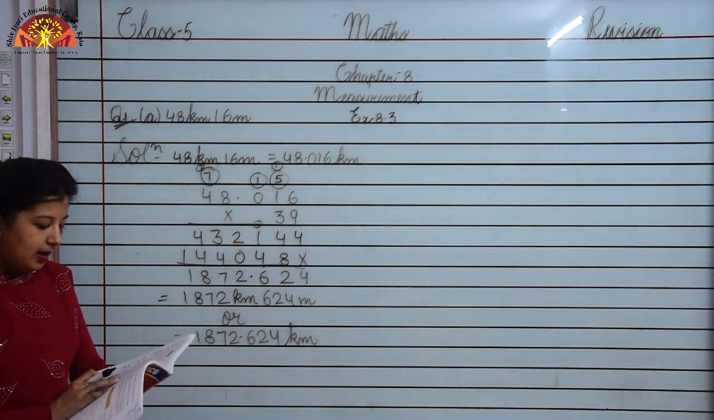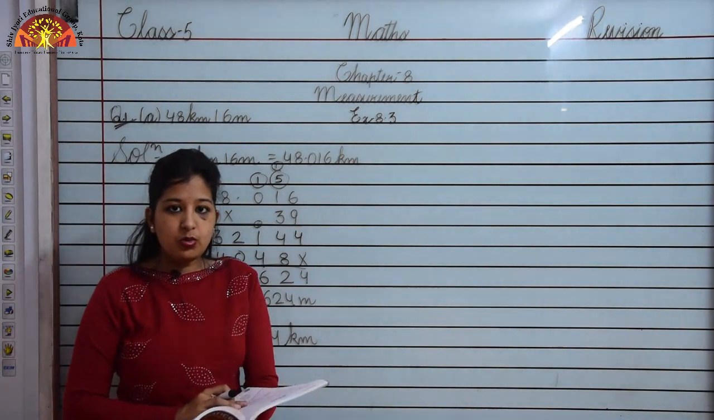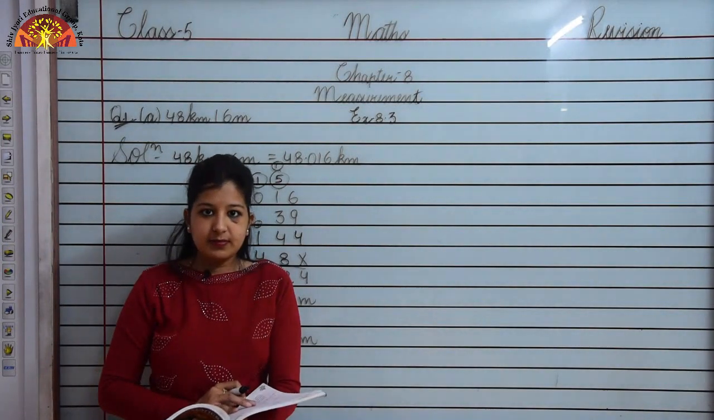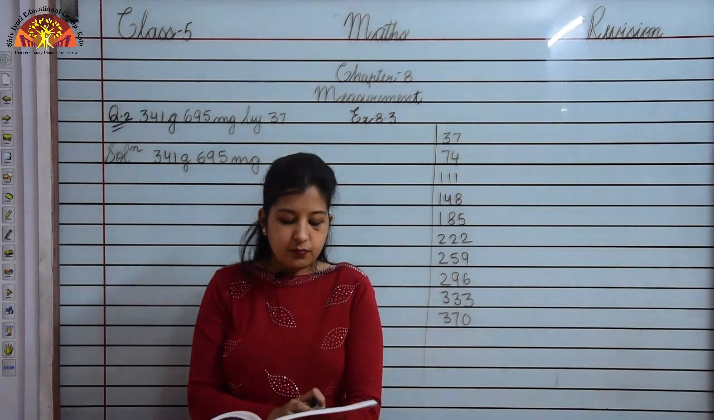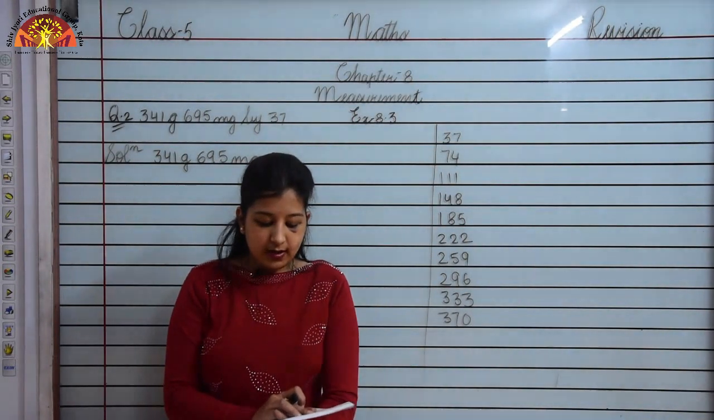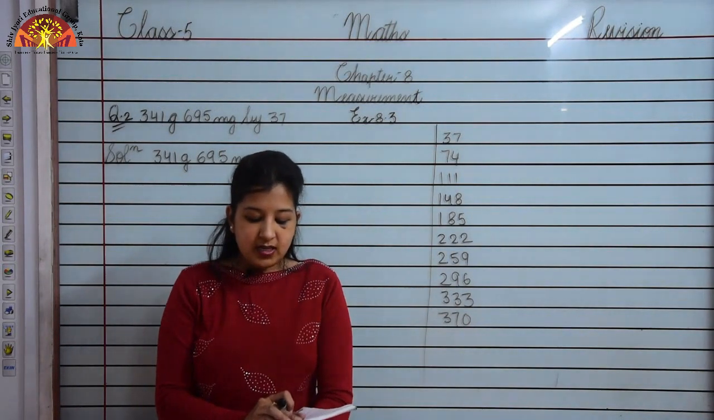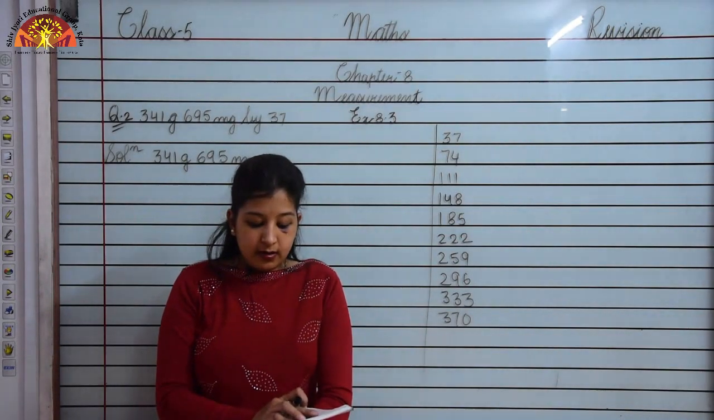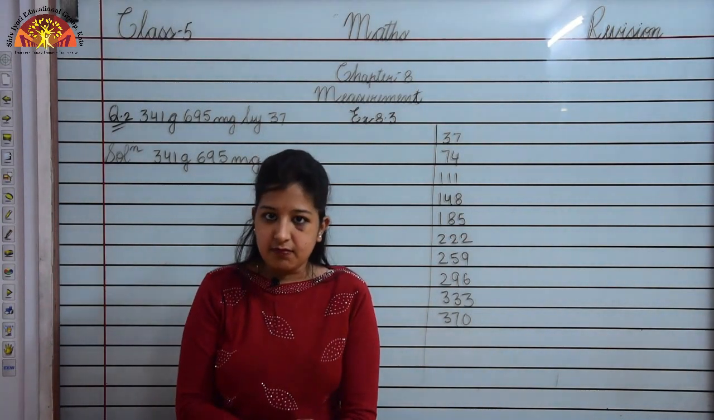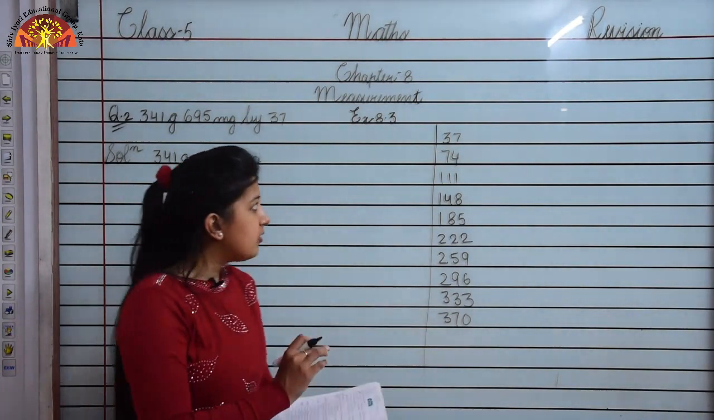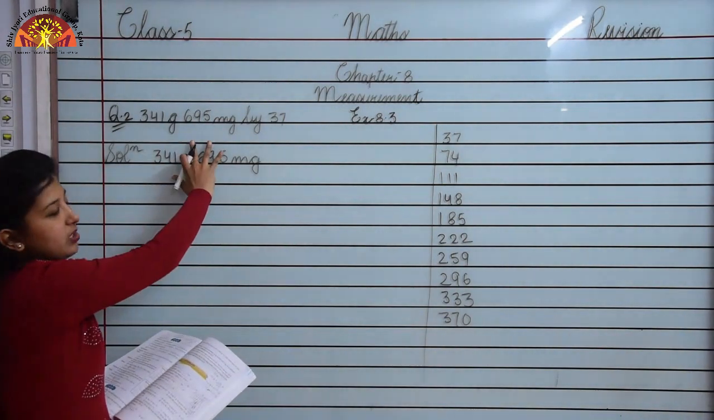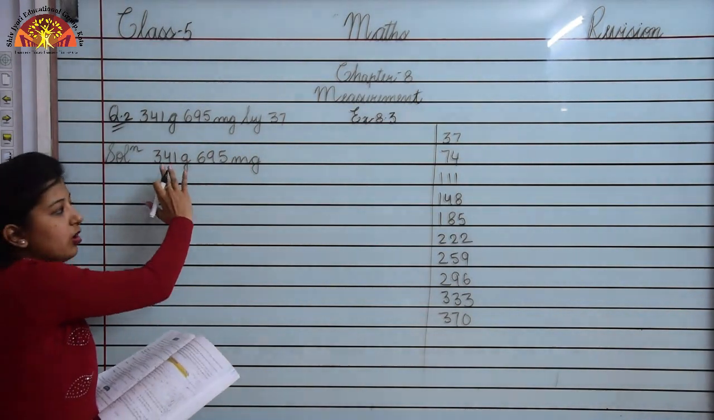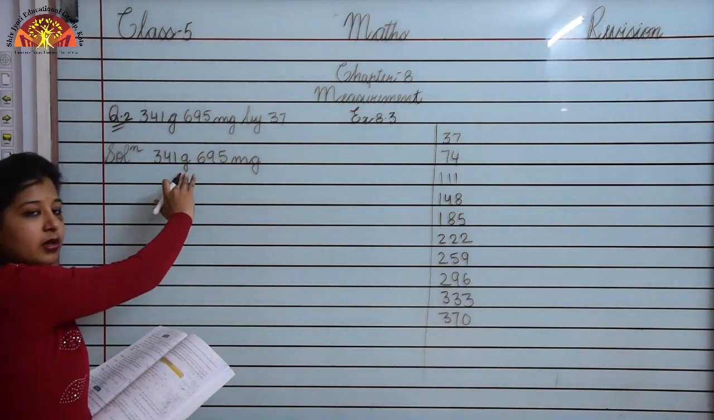Fine. Now we are going to do question number 2, in which we have to divide the following metric measures. Student, D part of question number 2 is 341 gram 695 milligram divided by 37. In this question we have to divide the given measurement by 37. So we will convert the given question in same unit. So we are converting milligram into gram, because milligram is the smaller unit and gram is the bigger unit.